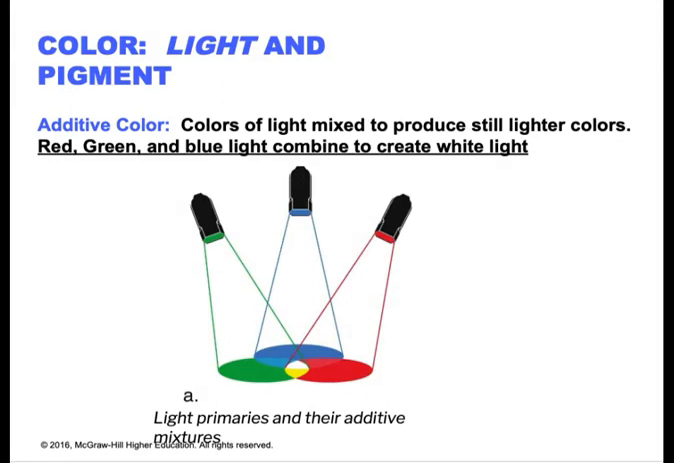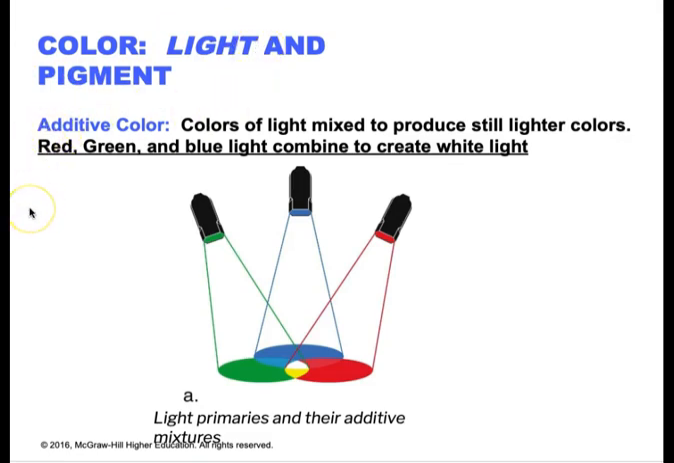There is additive color, which is when colors of light are mixed to produce still lighter colors. So additive color theory is very different than pigment. When you're talking about additive, you're talking about light, and the primaries, or the main ones that they have for light, are different than pigments, different than paint. So this is kind of like a side note. We're talking about light on this slide, just to make that clarified for you.